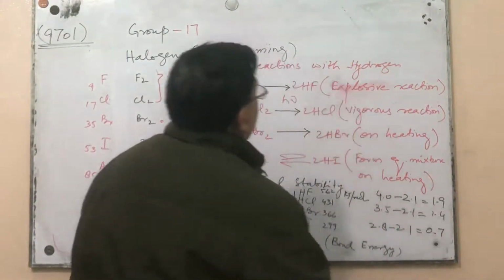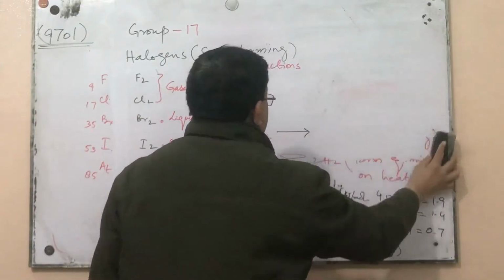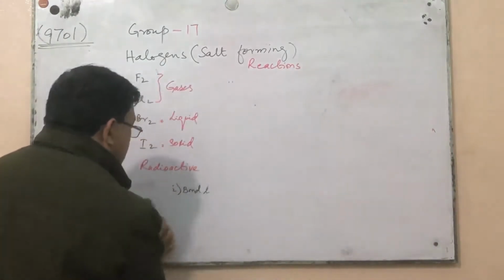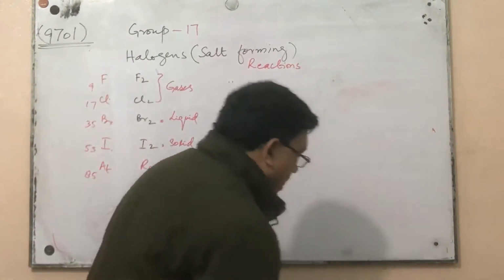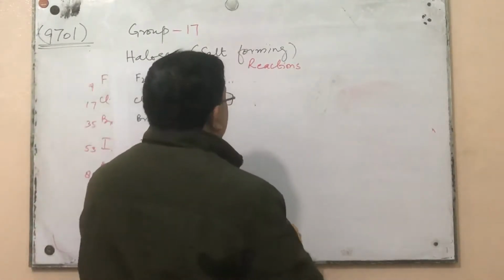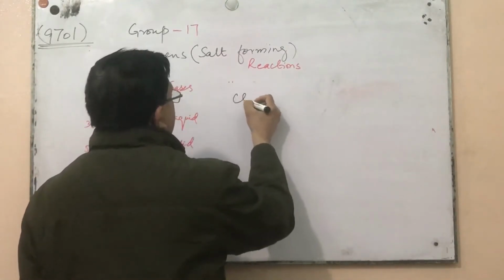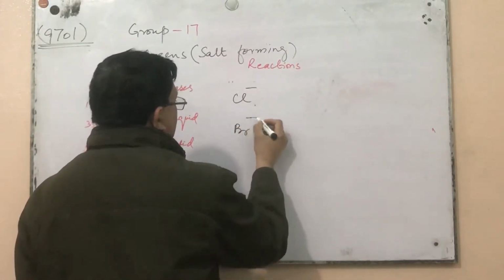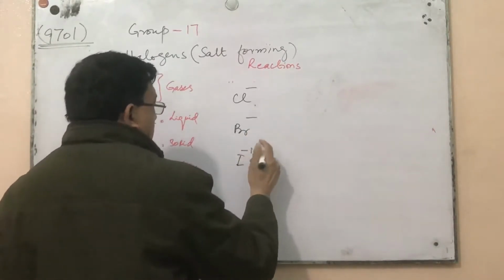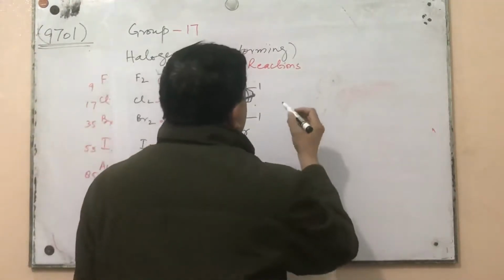Now, next are the reactions of halide. Reactions of halide, and these reactions are used in chemistry as a chemical test for halide. For example, if we have different types of halide, say chloride, bromide, or iodide, these are the halide ions.